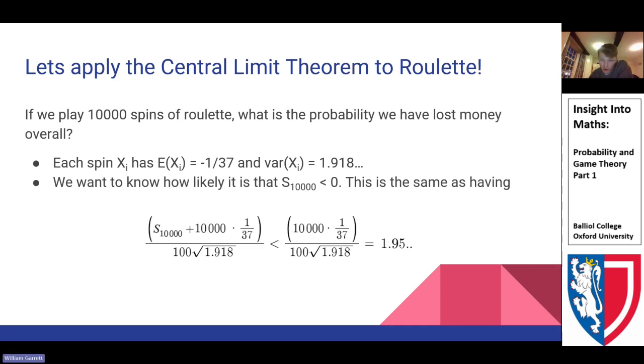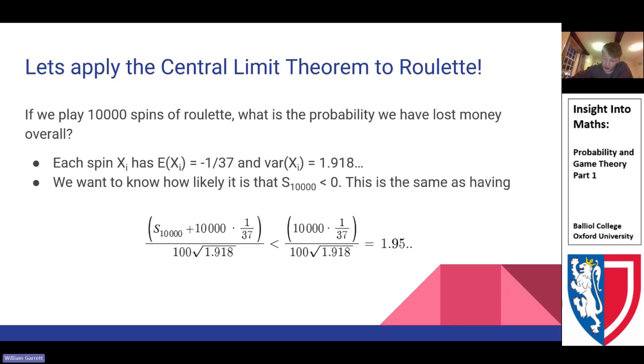So the event that we lose money, i.e. S 10,000 is less than 0, is exactly the same as if this thing on the left is less than what turns out to be about 1.95. How do we calculate the probability that the thing on the left is less than 1.95? Well, we're just going to use the central limit theorem. 10,000 is pretty big, so this thing on the left is very, very close to the distribution of a normal 0, 1 distribution. Okay, so it's very close to a bell curve.